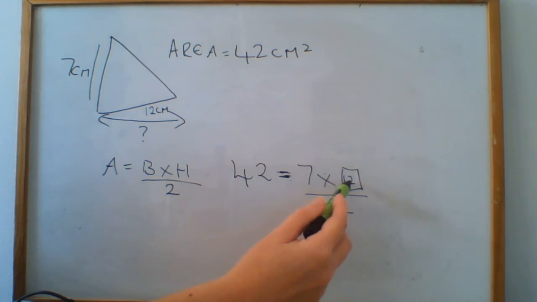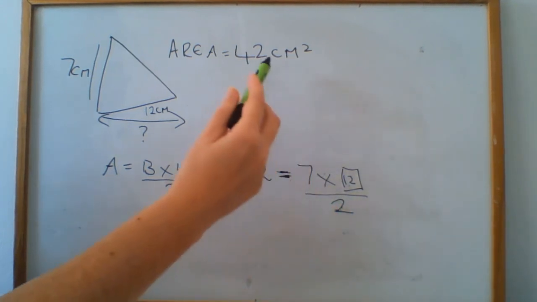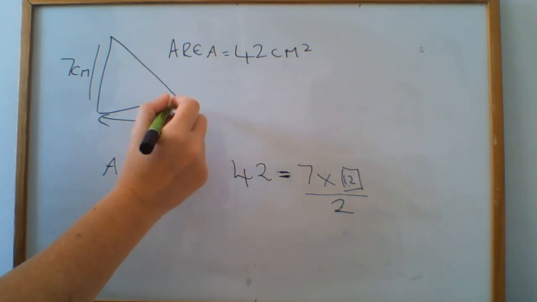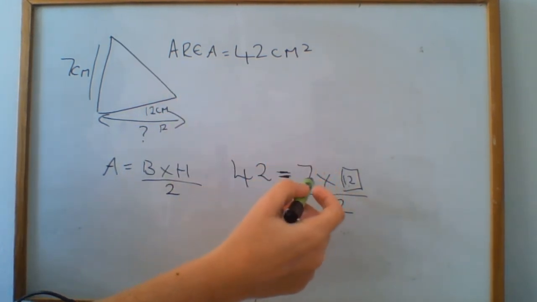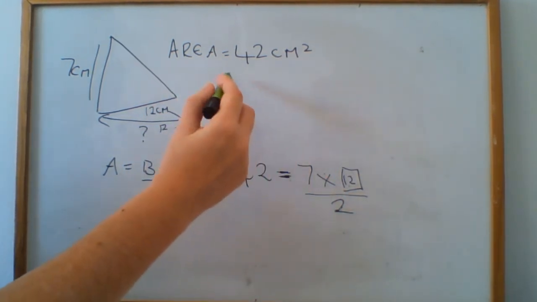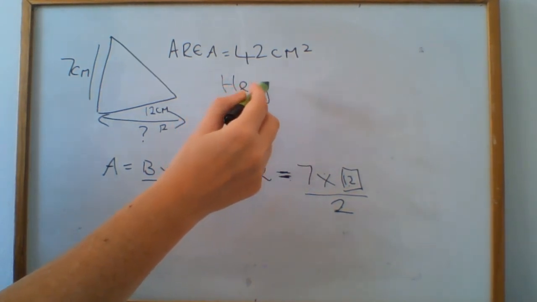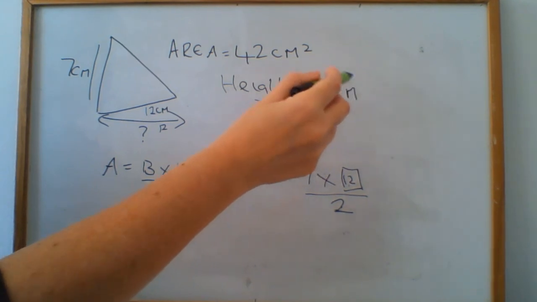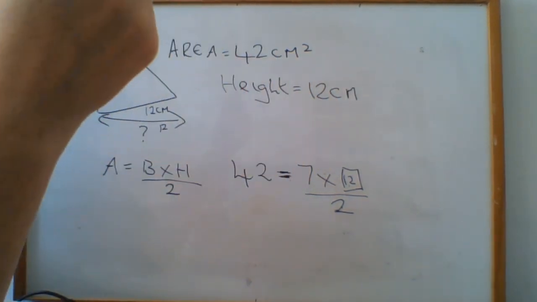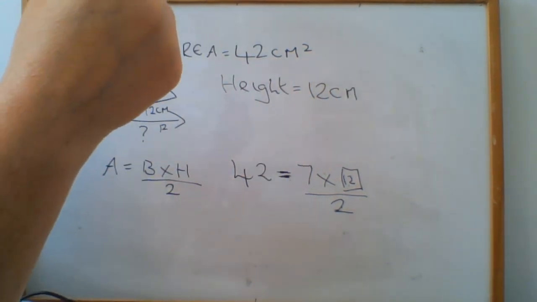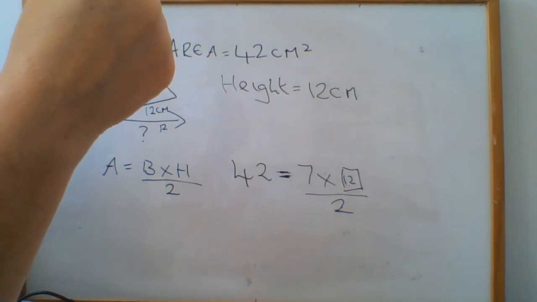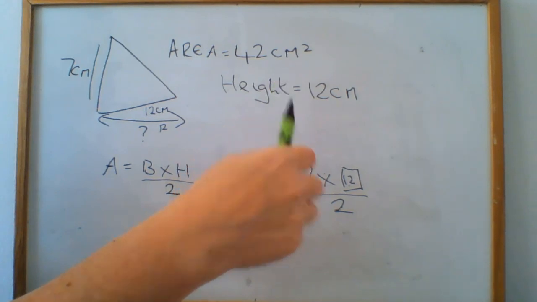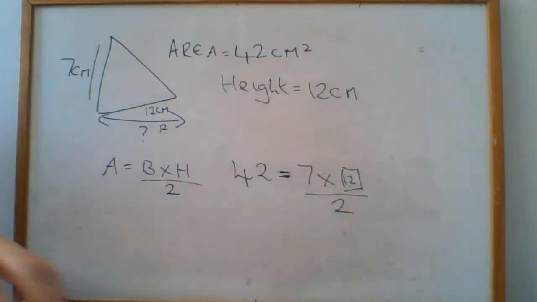Our base times height divided by 2 gives us an area of 42. So if you wrote that in, so you've got 12 written in there, you would work out that the height that we were trying to find is 12 centimetres. And looking at our original question, the child who got that correctly was Jade. She has worked that out in the same way we have. So Jade got that correct. Well done if you got that correct today.